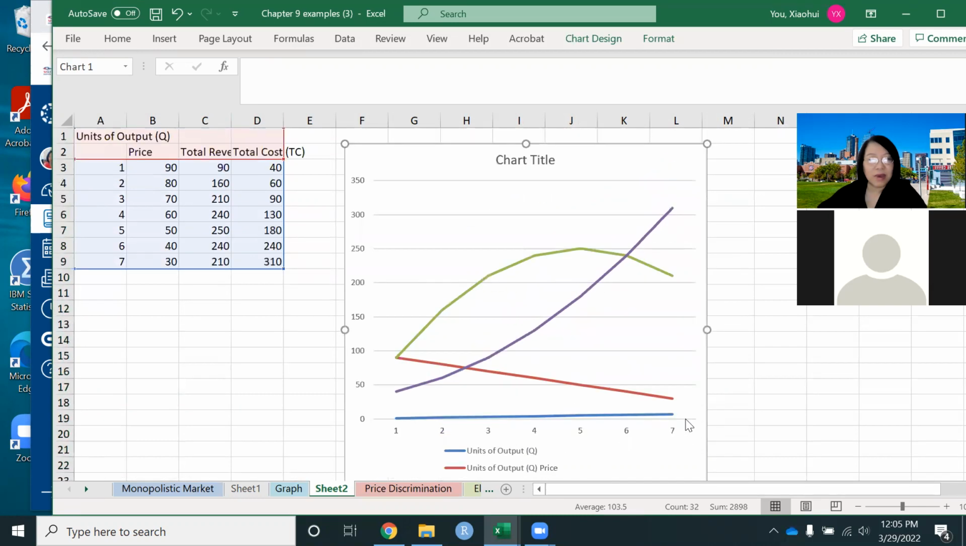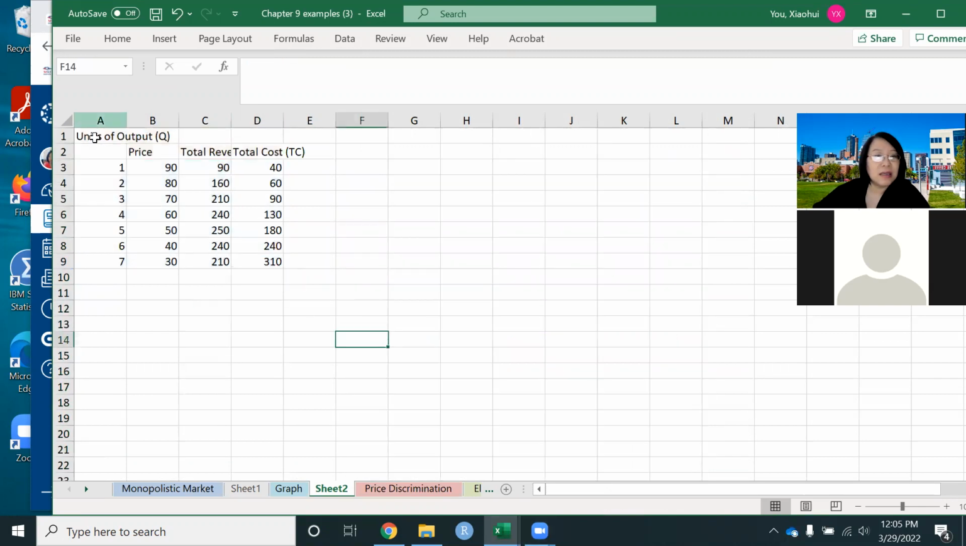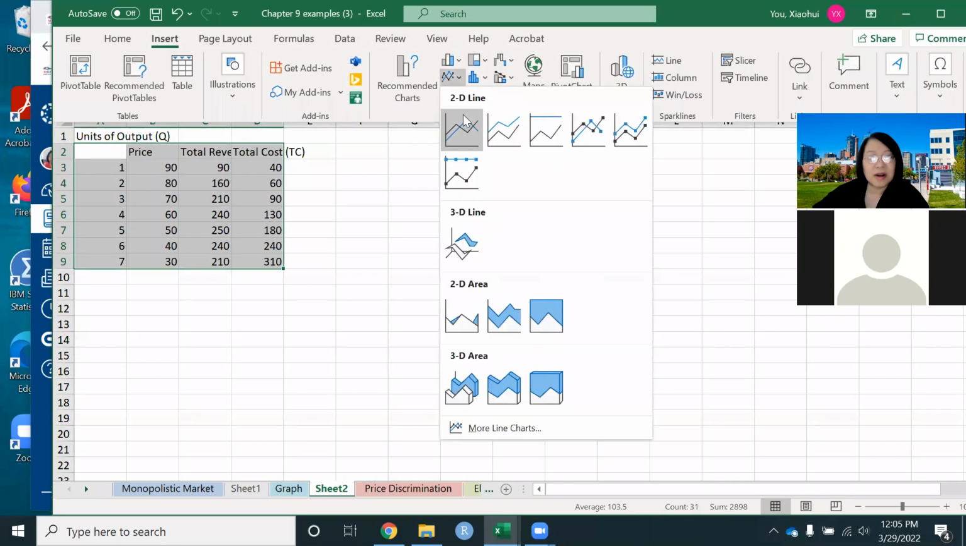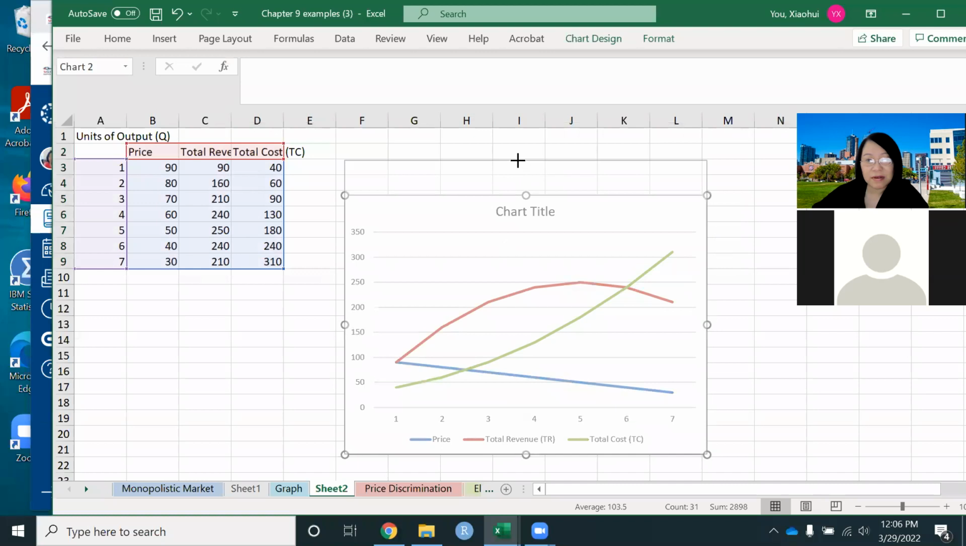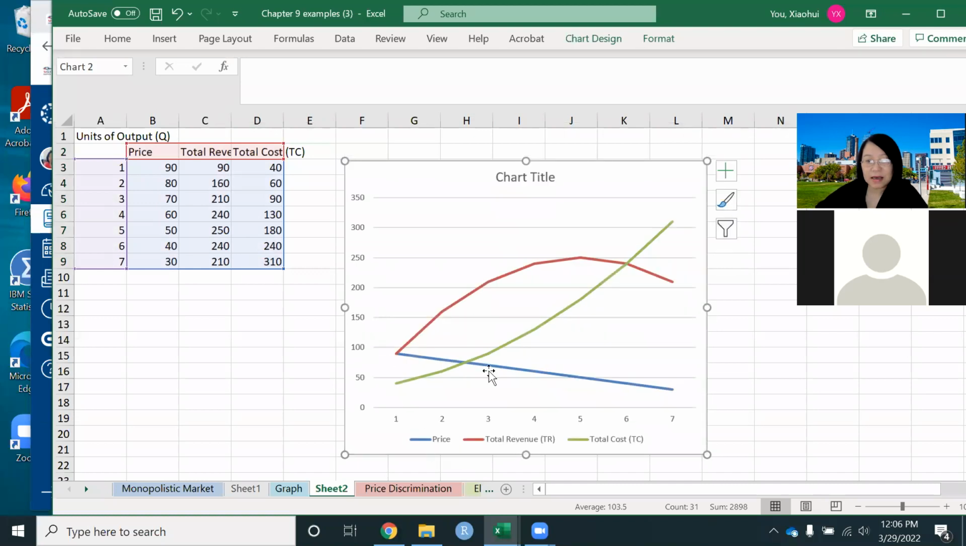In the perfect competitive market, we need to find the intersection between TR. Oh, why do we have it this way? Oh, sorry. I think I did it this way. Insert graph. See, this is the graph. In this graph, we have the price, that's the blue line. We have the total revenue, that's the brown line. The total cost, that's the green line.